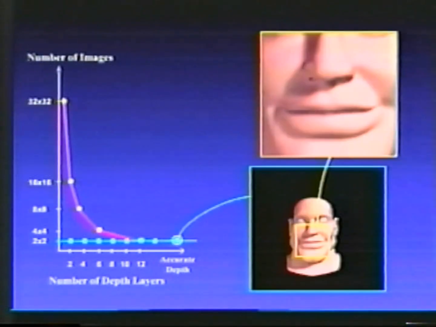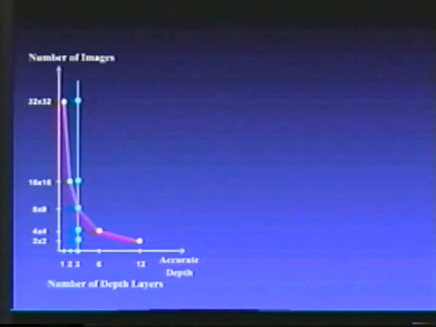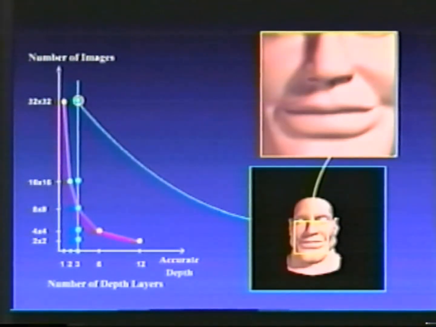Given 2x2 images, our model indicates 12 layers of depth are needed for this face. Notice the aliasing when the number of the depth layers is below 12. Given 3 layers of depth, 8x8 images must be used according to our model.